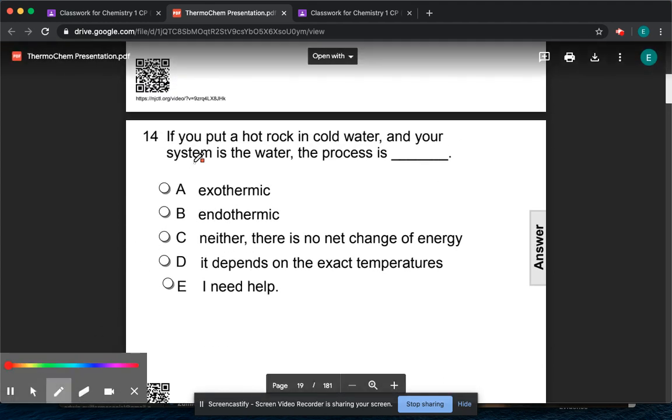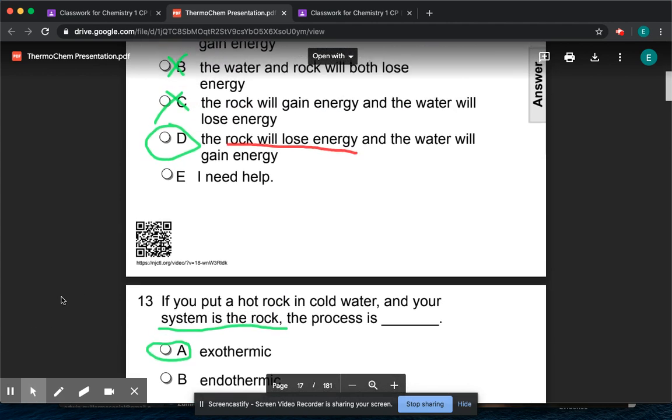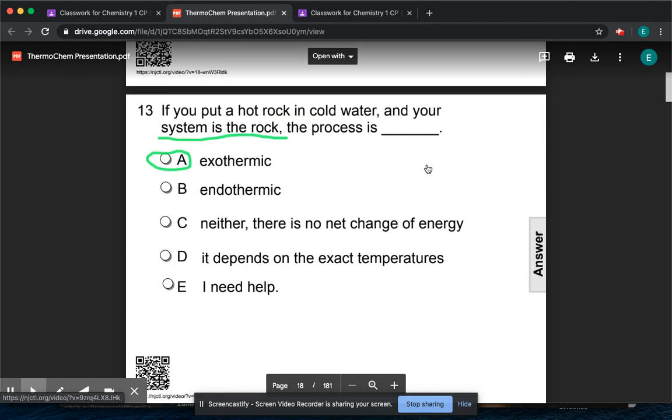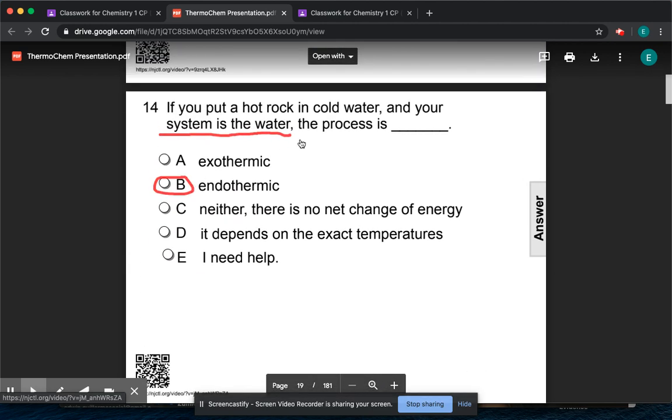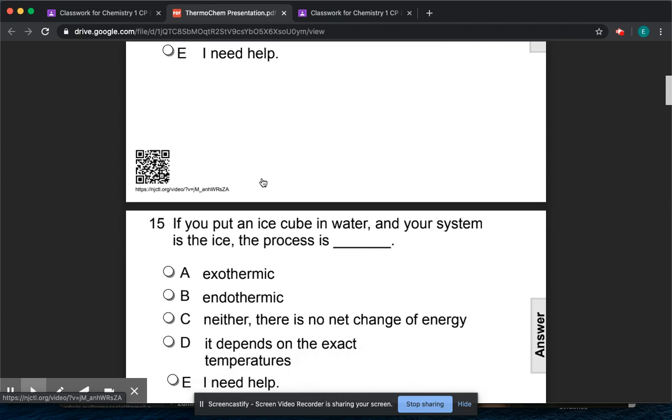If the system is water, it's the exact same question. But if the system is the water, then the process is endothermic. It's endo because the water is gaining energy. So that will be endo. Remember, absorption is endo, release is exo.